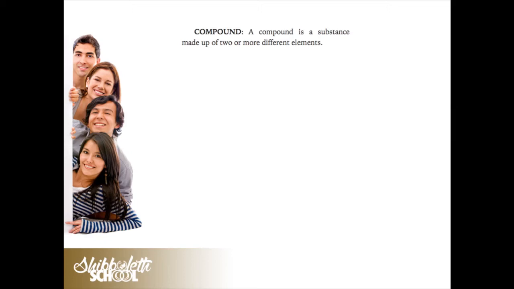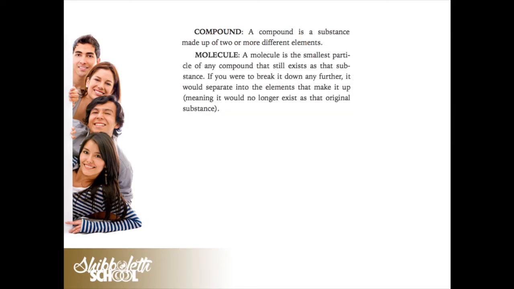A compound. A compound is a substance made up of two or more different elements. A molecule. A molecule is the smallest particle of any compound that still exists as that substance. If you were to break it down any further, it would separate into the elements that make it up, meaning it would no longer exist as that original substance.